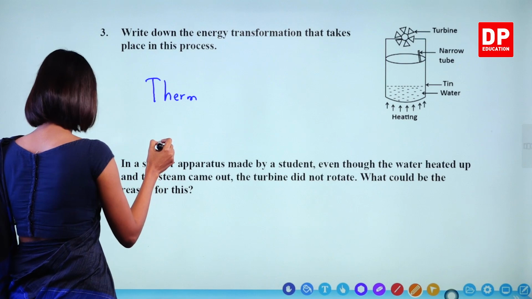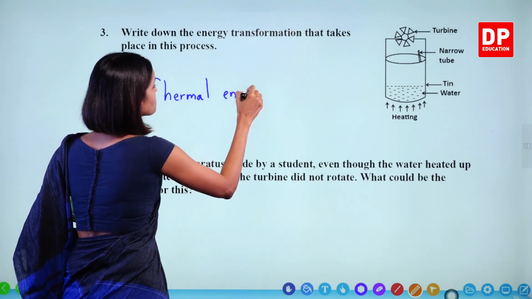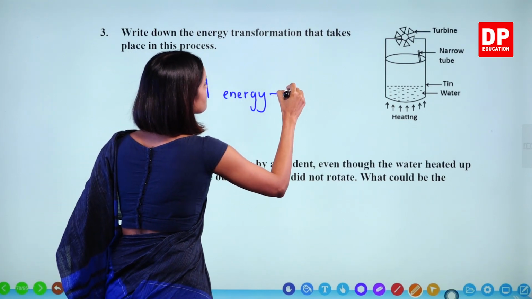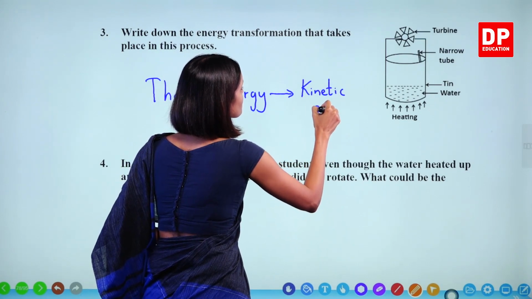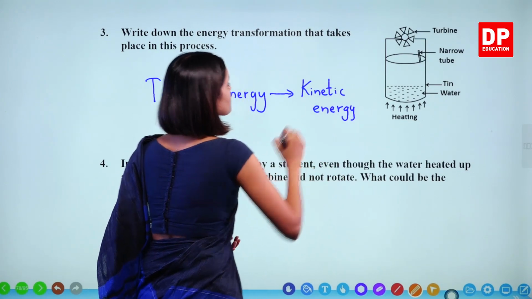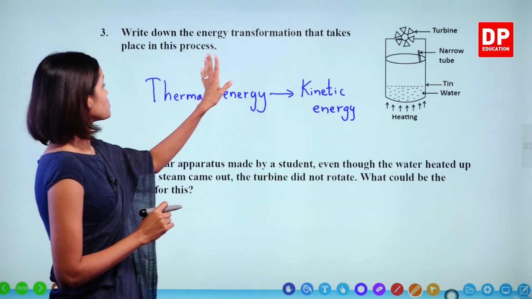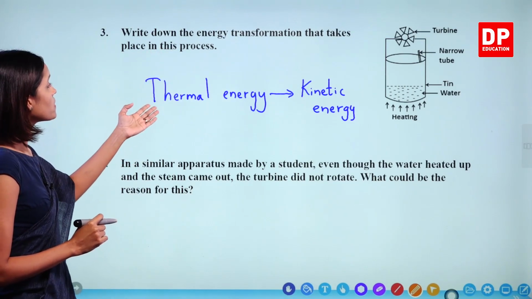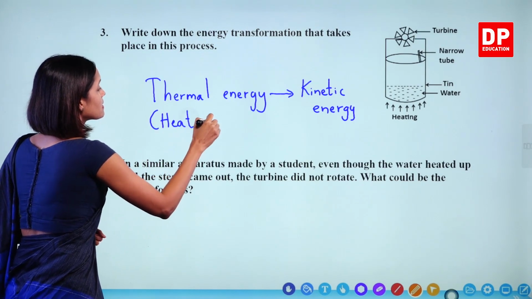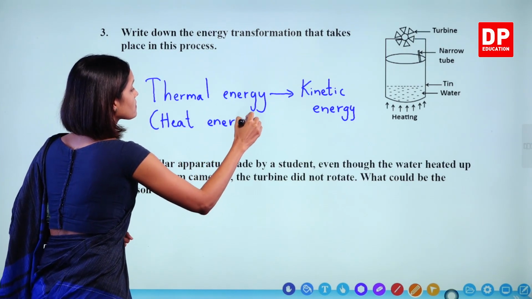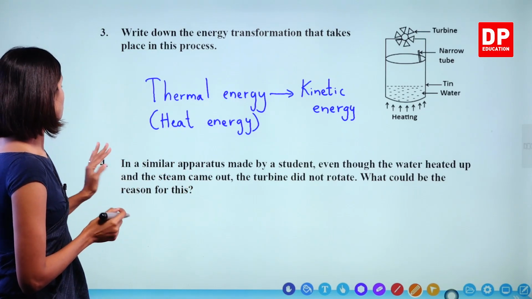Thermal energy to kinetic energy. Okay, children. Write down the energy transformation that takes place in this process. Thermal energy means heat energy, to kinetic energy. Right.